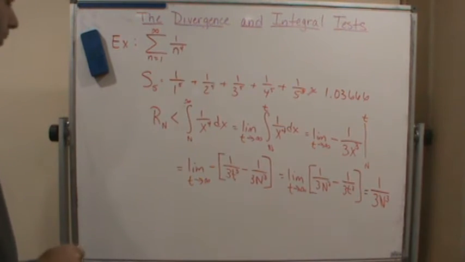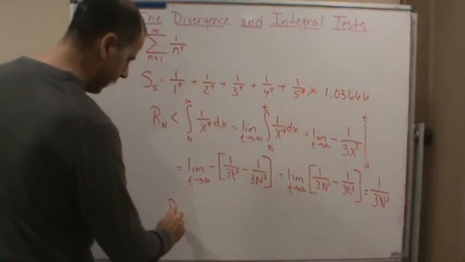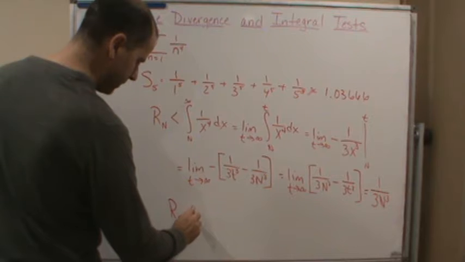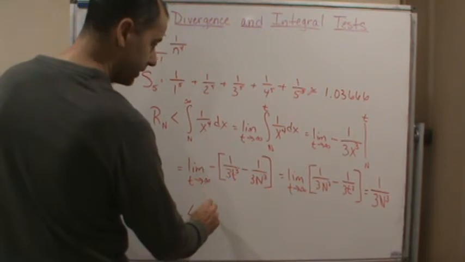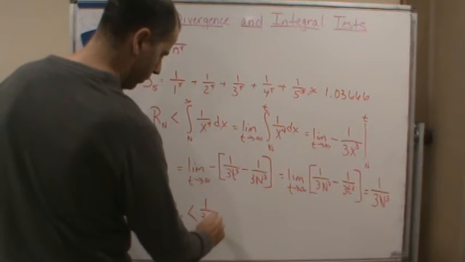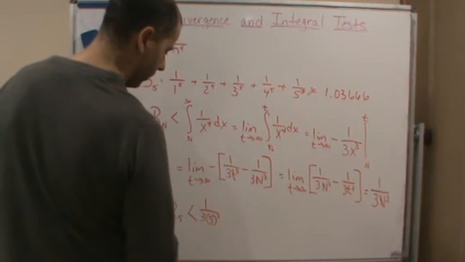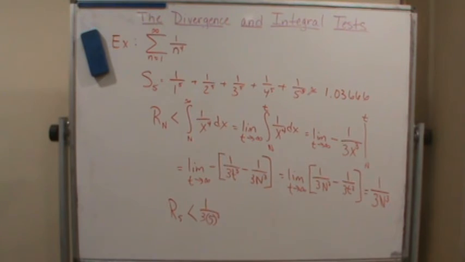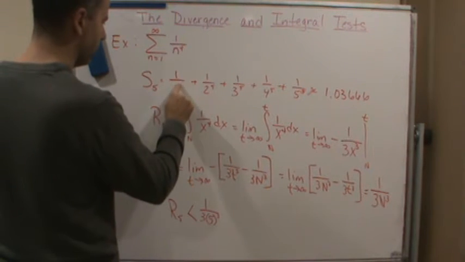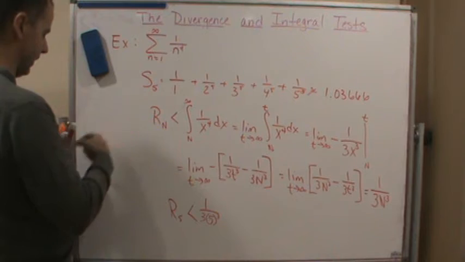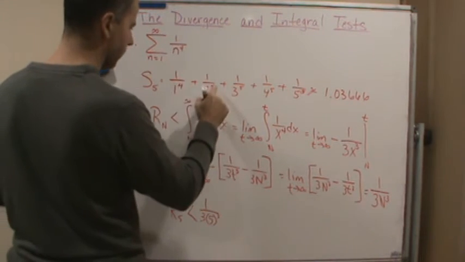All right, so now that means our remainder, r sub 5, has to be less than 1 over 3 times 5 to the third. Oh, wait a minute, I messed up. Ah, gosh darn it. It's not to the 5th, it's to the 4th. I don't know why. This is to the 4th.